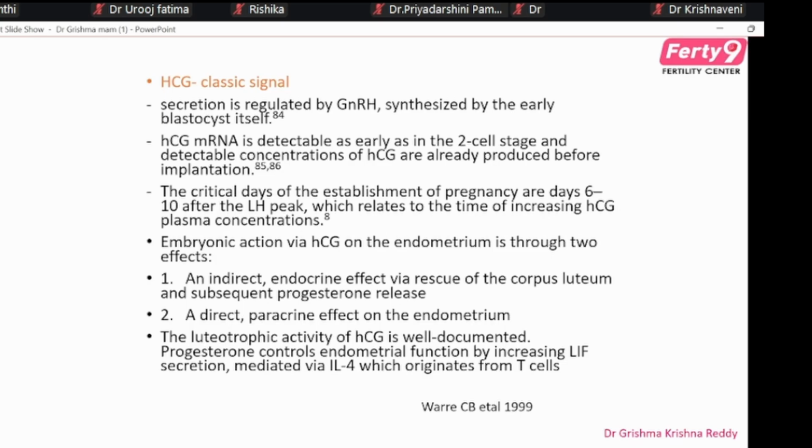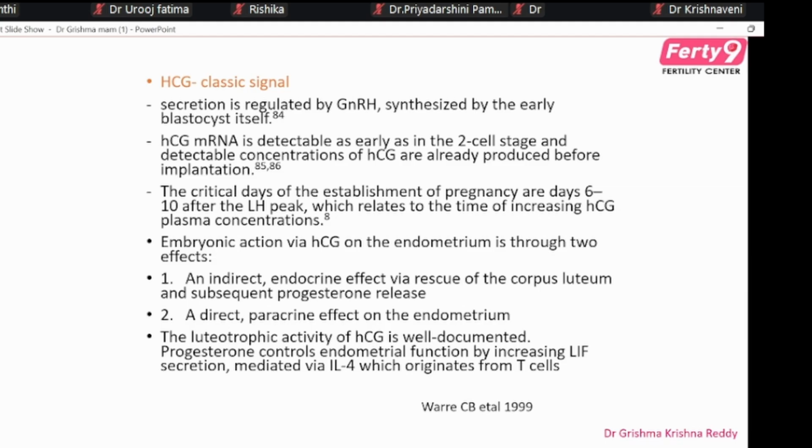So this HCG secretion is regulated by GnRH. So the early blastocyst also synthesizes some amount of GnRH. So this GnRH in turn induces this HCG mRNA. So this is detectable as early as the 2-cell stage in the embryo, and detectable concentrations of HCG are already produced before implantation.